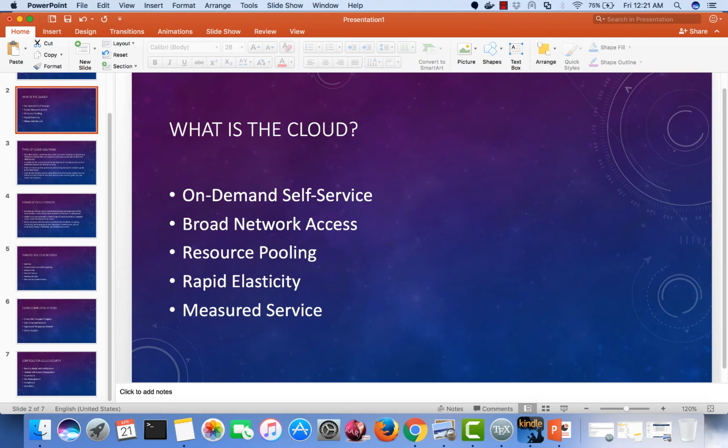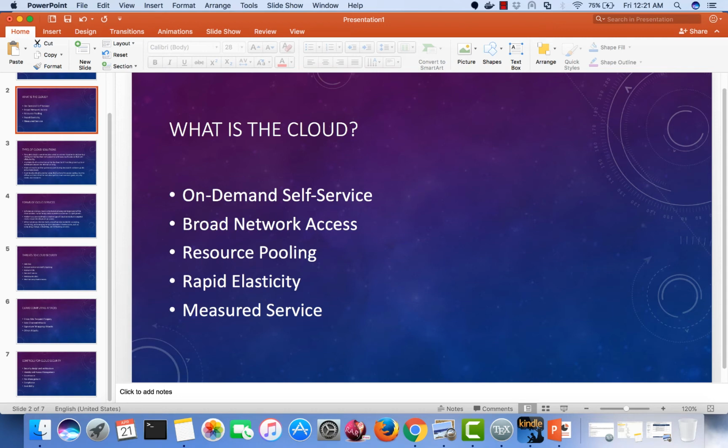Allowing users to grow as they need to without having to worry about the process. And to a lot of users, because of this elasticity, it almost seems to them that they have unlimited resources. So that's another great feature of the cloud.